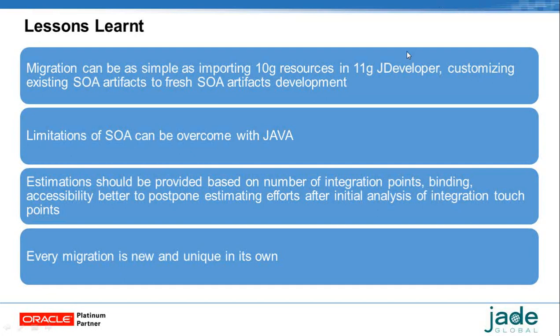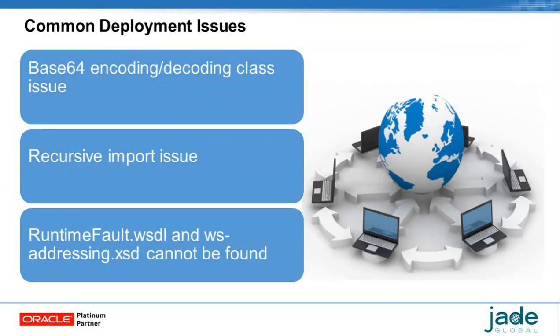Some common deployment issues that we faced: one is the base64 encoding decoding class issue. When you compile the BPEL, it might fail if we had used a specific base64 encoder decoder class file in 10g, which is falling in the path com.call.axa common util. The import of this class should be changed to the new path, which is Oracle SOA common util dot base64 encoder, base64 decoder. So that's one issue that we faced.